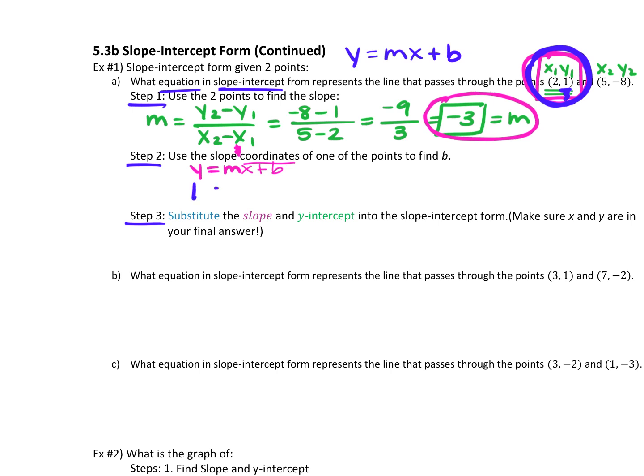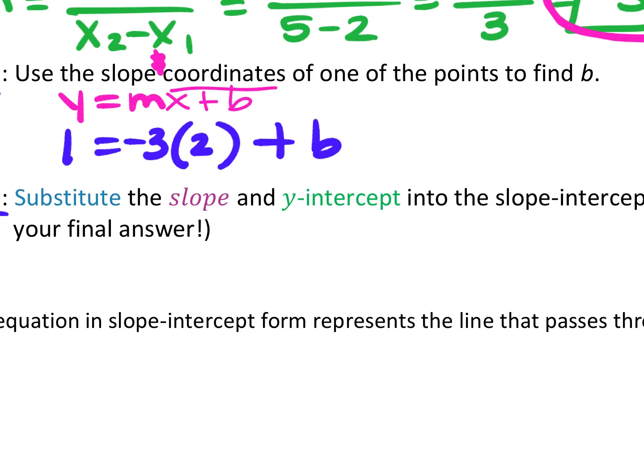So you're going to say 1 equals, what's your m value? Negative 3. What's your x value? 2. What operation is happening between m and x? Multiplication. So negative 3 times 2 plus our b value. Okay, so I just dropped everything in, and now you can simplify so that we can find our y-intercept. So we can solve for b. So this is going to be 1 equals, what does this become? Negative 6 plus b. How do I solve for b?